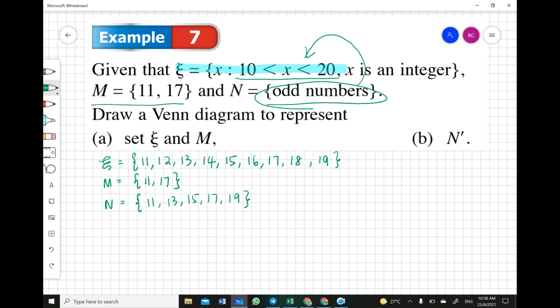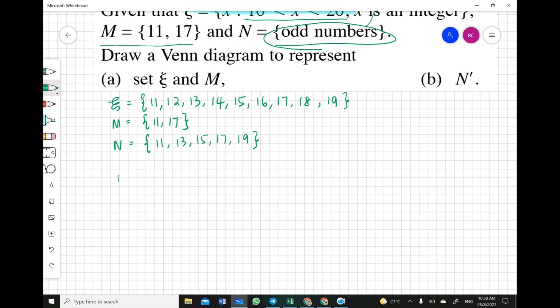So now we can draw our universal set already. First thing, you draw a big rectangle and label it with the symbol of the universal set at the upper left corner. Our set M is 11 and 17, and set N is 11, 13, 15, 17, and 19. When they ask you to draw a Venn diagram to represent the universal set and set M, it means these two only. So we are not going to include set N first.